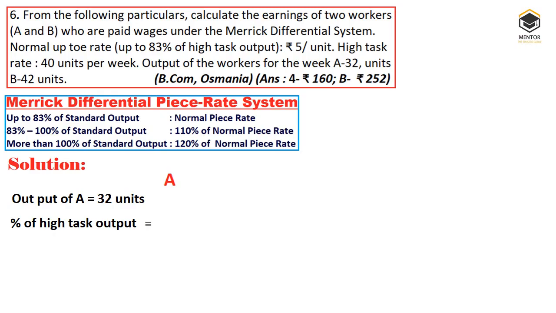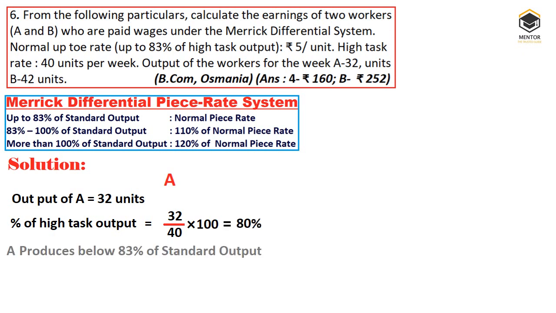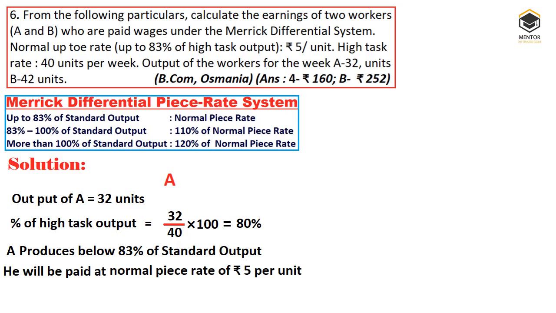Therefore, percentage of high task output is equal to 32 units divided by 40 into 100. Why have I taken denominator 40? 40 is the standard output. Therefore, 80% he has produced. That is below 83%. When it is below 83%, what rate should be applied? That is 5 per unit. That is, the normal rate should be applied. Therefore the total wage of A is equal to 32 units into 5 rupees per unit. Therefore the total wage of A is 160 rupees.